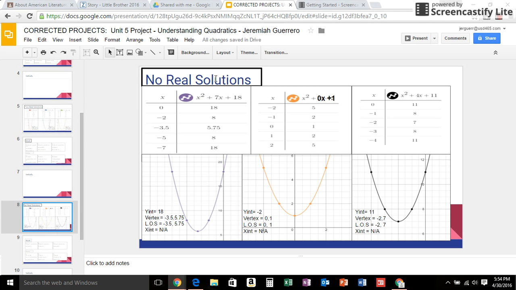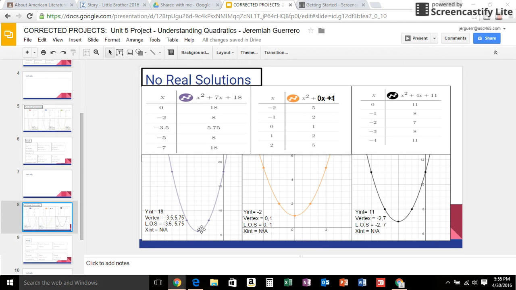And finally, the no real solutions. The equations with no real solutions are x² + 7x + 18, x² + 0x + 1, and x² + 4x + 11. The second was something else, but the equation was messed up, so I found a similar equation using the same graph. For the first equation with its graph, the y-intercept is at 18, the vertex is at (-3.5, 5.75), which is here, and that's where the line of symmetry is at.